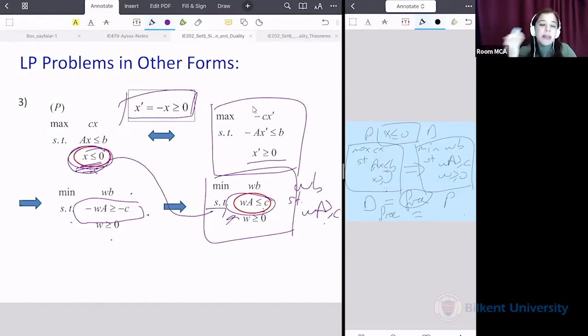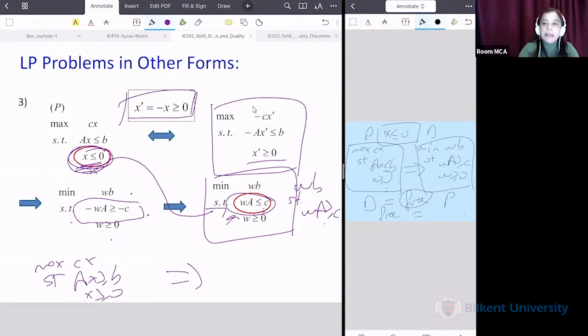This immediately should tell you what's going to happen if the constraint in the primal is reverse. Any ideas what's going to happen? Let me see the hands right now. Who wants to talk? If the constraint in the primal is reverse, like for maximization, if I have greater than or equal to, any ideas what's going to happen in the dual? Let me see the hands.